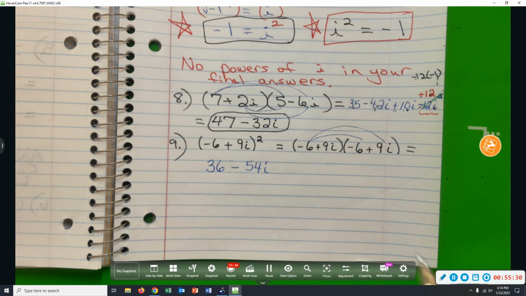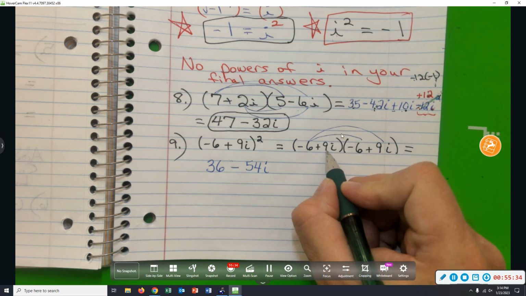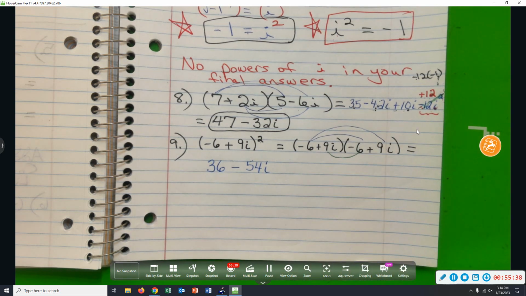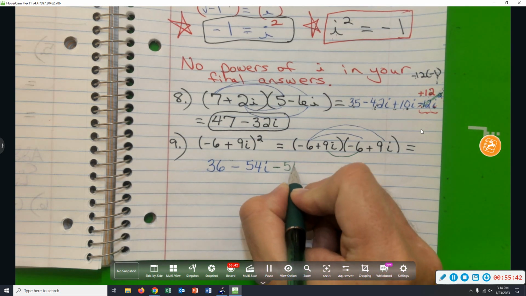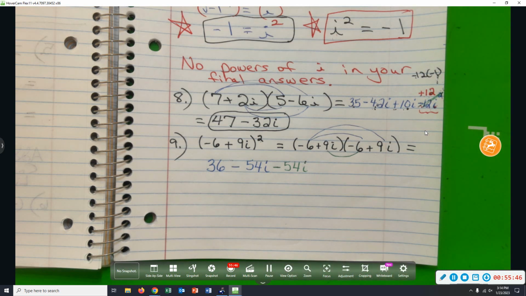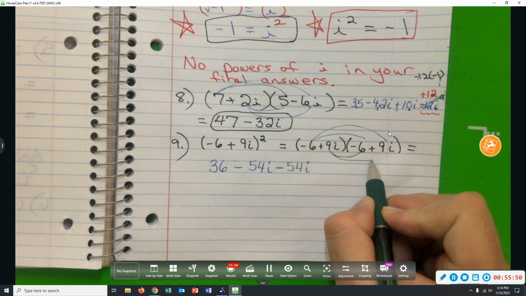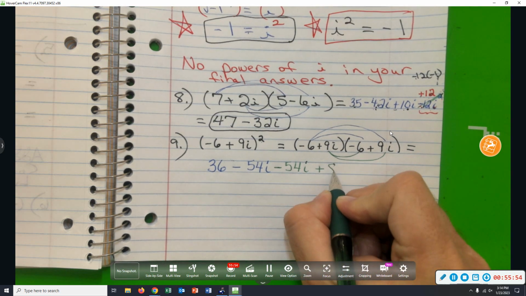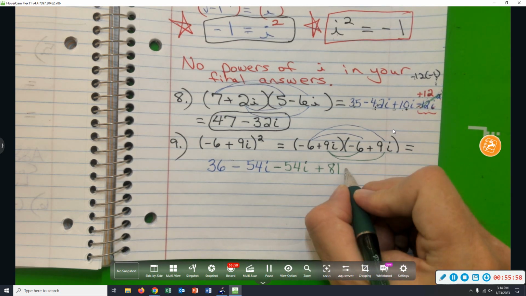First, outer. Now we're doing inner. What's that going to give us? 9i times a negative 6. That's another negative 54i. And look what we're about to get. 9i times 9i. 9 times 9, so it would just be 81.